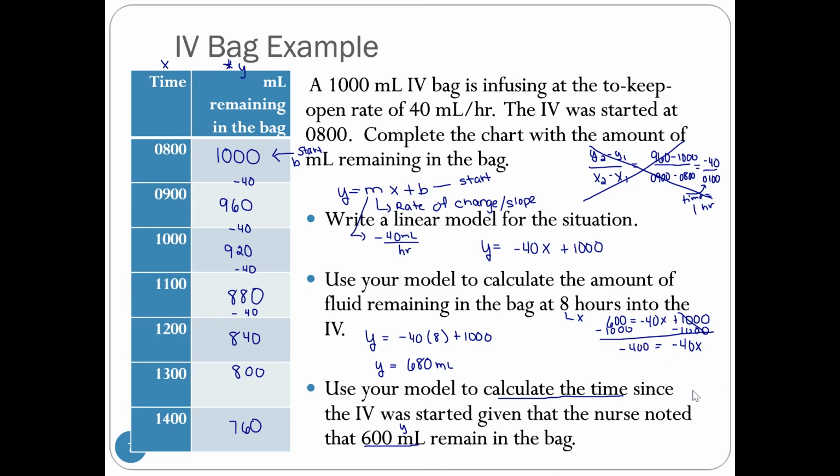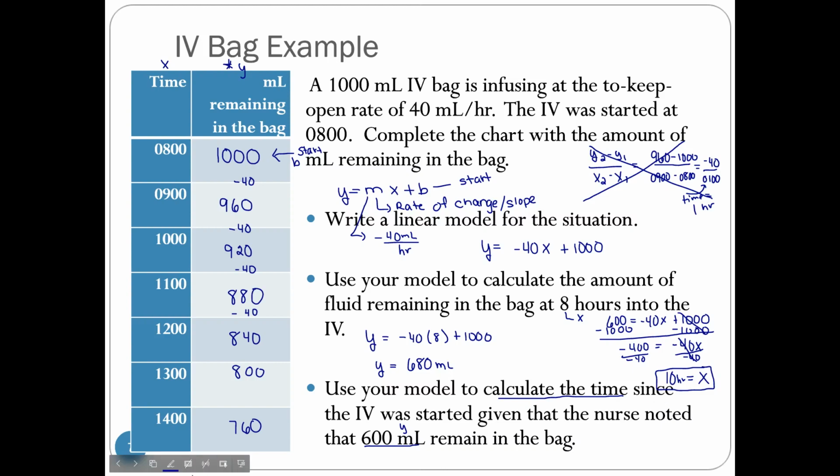Now my second step of algebra is to divide by negative 40. Again, on the right-hand side, things cancel, so I just get x equals. On the left, I do that math on my calculator, and I get 10 hours. And so 10 hours into this IV, the fluid level would be down to 600 milliliters.